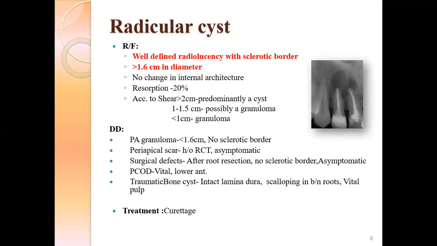The radiographic feature include a well-defined radiolucency with a sclerotic border, and it is larger than 1.6 centimeter in diameter. And if it is less than 1.6 centimeter, it can be considered to be a periapical granuloma. So the differential diagnosis will include periapical granuloma or a periapical scar, which is also smaller in size, and patient will give a history of root canal treatment. And the treatment is the surgical curettage and the surgical removal of the cyst.